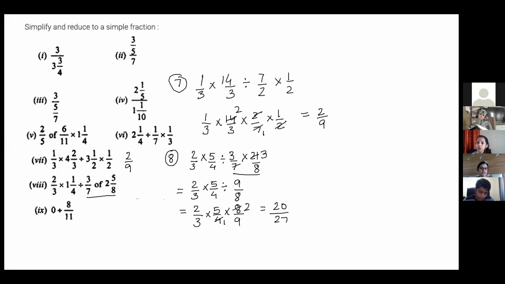Last answer is clear. 0 divided by 8 by 11. What will be the answer? No need to do anything. 0, ma'am. Yeah, 0. Rest everyone has completed till 8. Complete the questions till the 8th question.